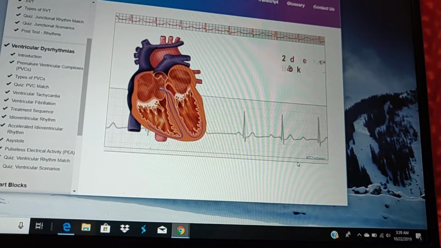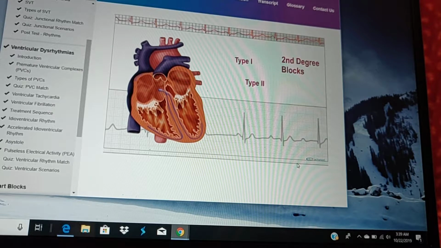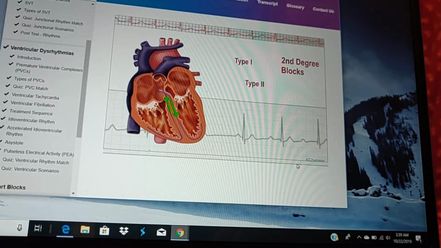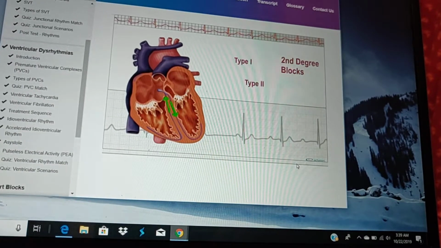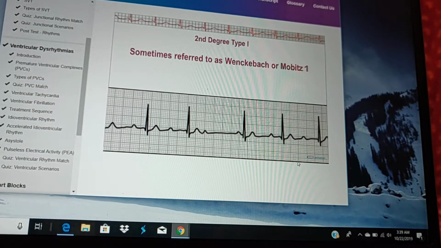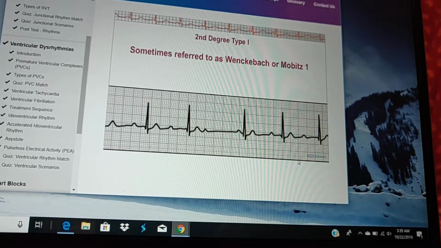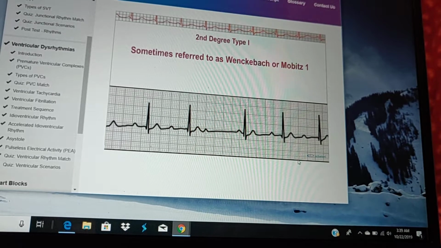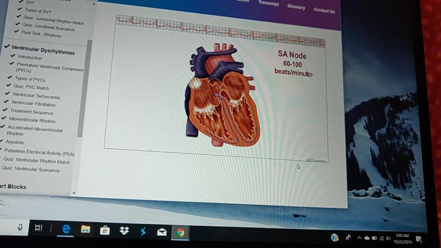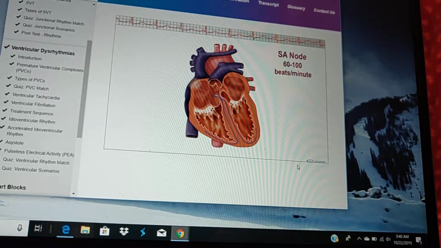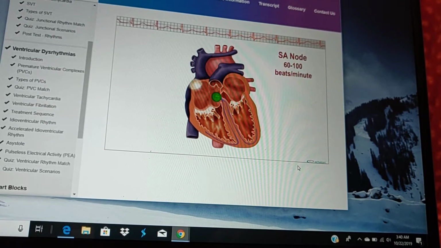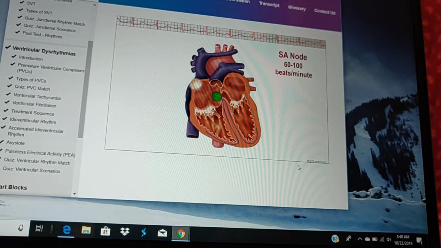There are two types of second-degree heart blocks, type 1 and type 2, which are categorized by whether the partial blockage occurs above or below the bundle of His. Type 1 is sometimes referred to as Wenckebach or Mobitz 1, and it occurs at the level of the AV node. As the sinus node initiates impulses at a rate of 60 to 100 beats per minute, each impulse is delayed at the AV node just a little longer than the preceding one, until one is eventually blocked completely.